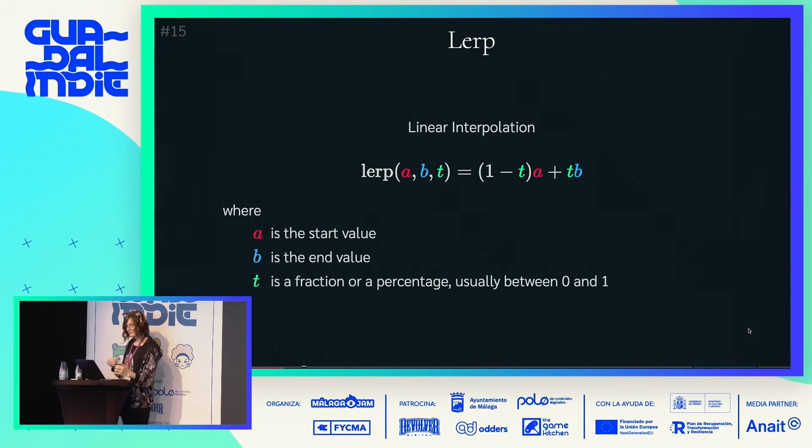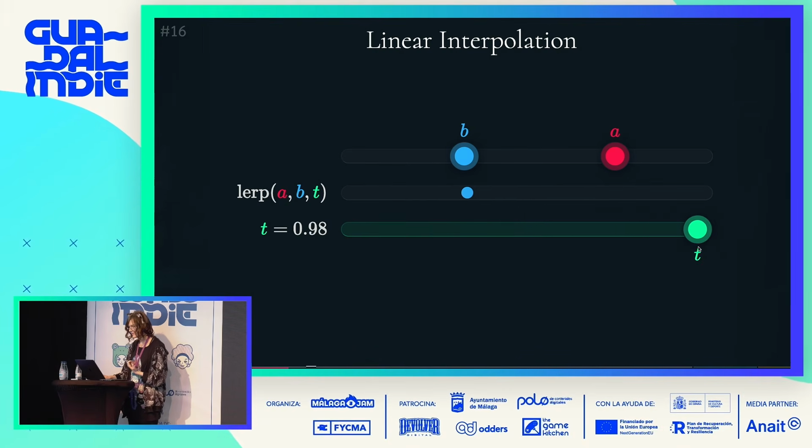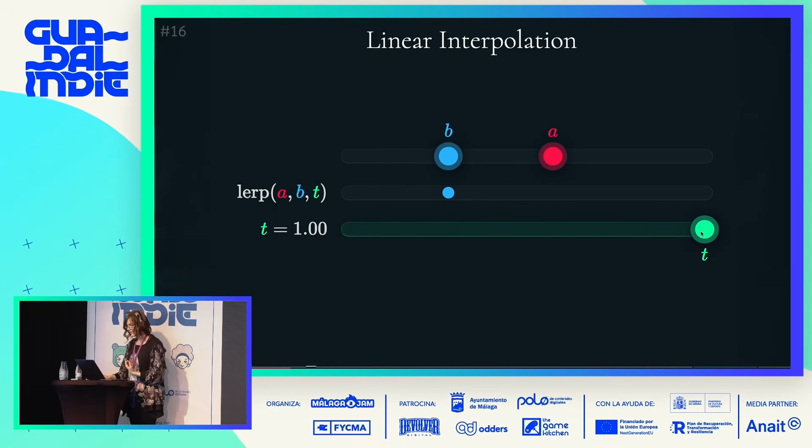You can interpret a as the start value, b as the end value, and then t is a fraction or a percentage, usually between 0 and 1, to blend between a and b. To illustrate this blending, here we have the values a and b on this slider. In the middle, you can see the result of the Lerp function, and then we have the t value last. If I change this t value, you can see that the result changes along with it. If t is 0, it's stuck at a. If t is 1, it's stuck at b. Anything in between is a linear blend between these two values.